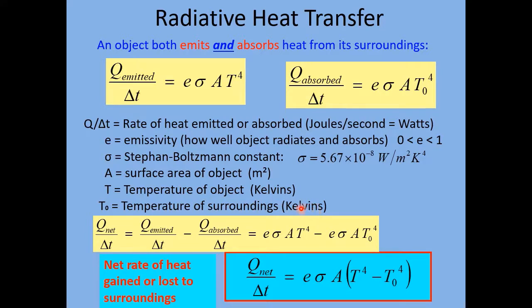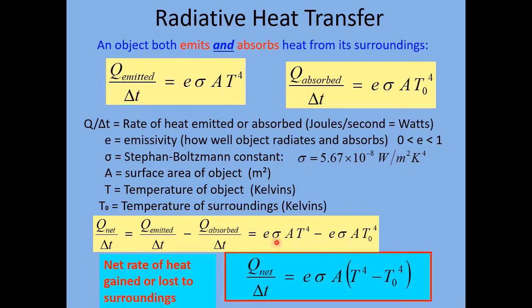And again, temperature in these equations is always in kelvins. So the net rate of heat either emitted or absorbed is just the difference between these, because one of these gives off heat and the other equation is how much heat you absorb. So the amount emitted, rate emitted minus rate absorbed, is just this equation over here minus this equation up here.